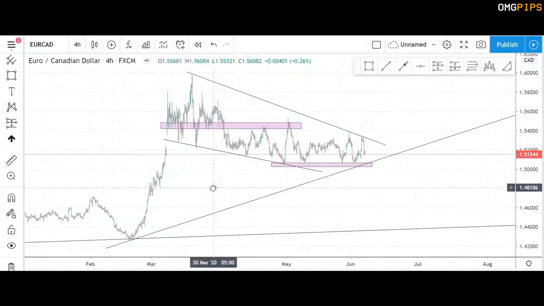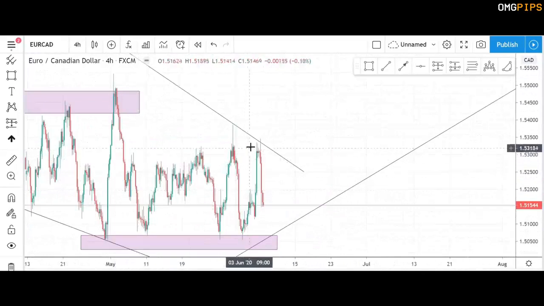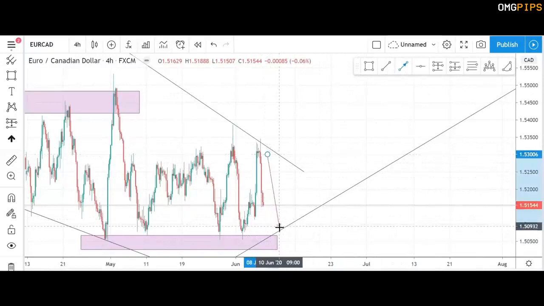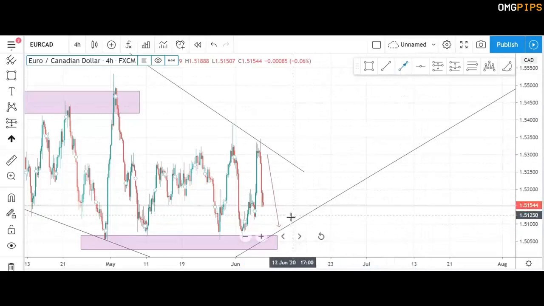So now we have entered our 4-hour time frame. We do see that we are currently in a sell trend. We do see that in our sell trend we are heading towards our support from the resistance. We've seen that the market is going towards our support right here. That's where we will be looking forward to our buying opportunities to the upside.